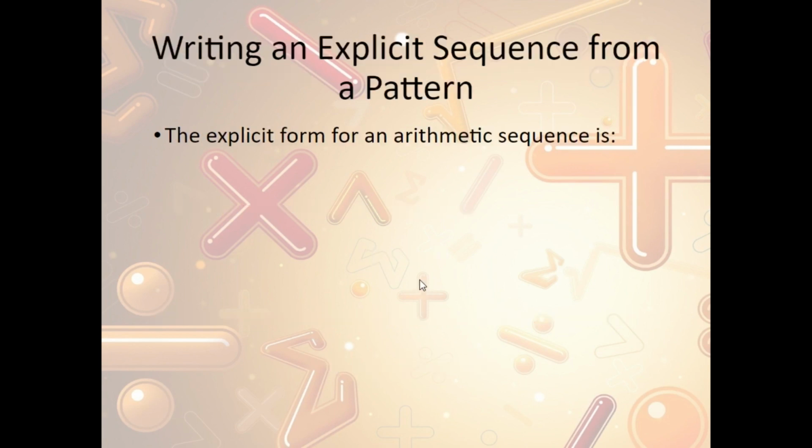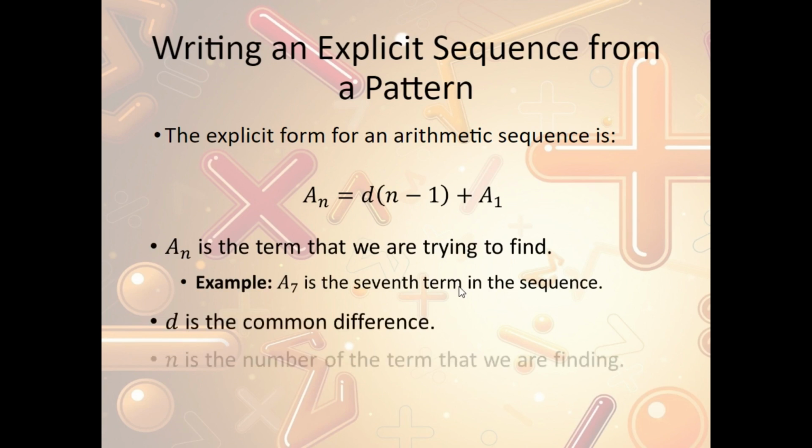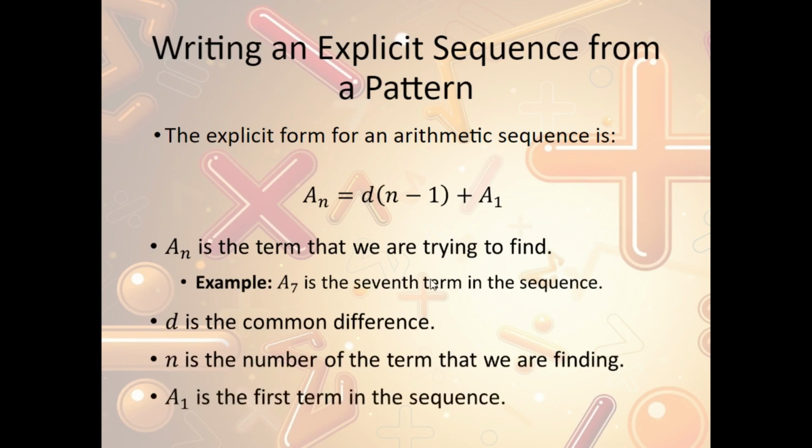Now, is that always easy to find? No, depending on the term, we don't want to have to keep calculating out. So the easiest way to do this is to write it in explicit form. The explicit form for an arithmetic sequence is a sub n, meaning the value that we're trying to find, is equal to d, the common difference, times n minus 1, plus the first term in the sequence. So a sub n is the term we're trying to find. For instance, a sub 7 is the 7th term in the sequence. d is the common difference. n is the number of the term that we're trying to find. And a sub 1 is the first term in the sequence.